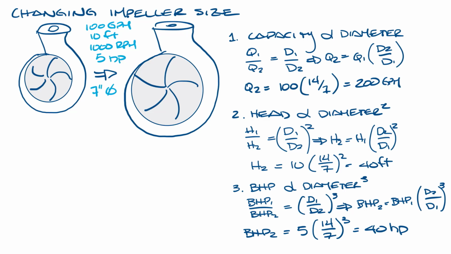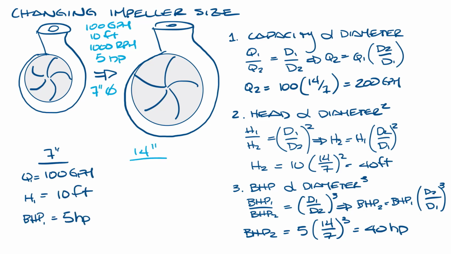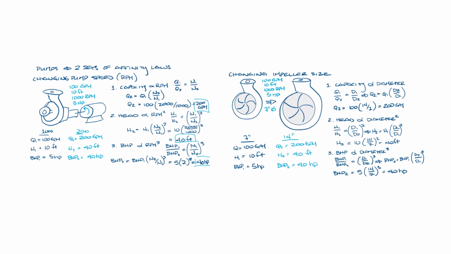So let's write this over here. With a 7-inch impeller, we had a capacity of 100 GPM, a head of 10 feet, and a brake horsepower of 5. And when we doubled that to 14, we got a capacity of 200 GPM, a head of 40, and a brake horsepower of 40. Let's bring all of this back on screen.